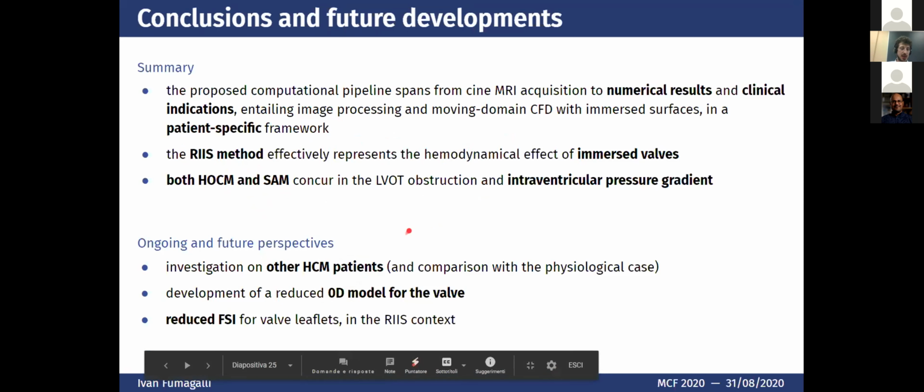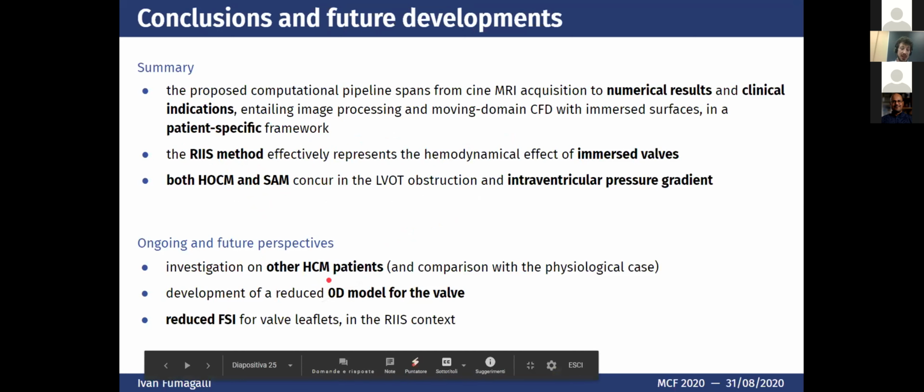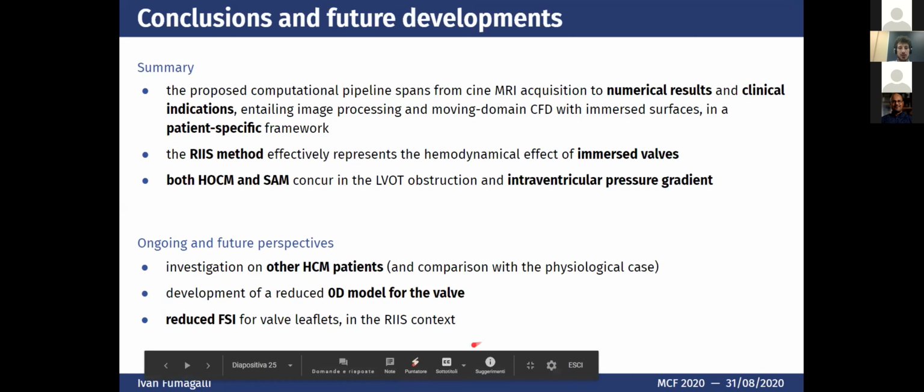Some further perspective involved the investigation of other patients with different kinds of hypertrophies, so with different geometry distribution of the hypertrophy, and the development of a reduced model for the valve in order to perform a reduced fluid-structure interaction of the valve itself.